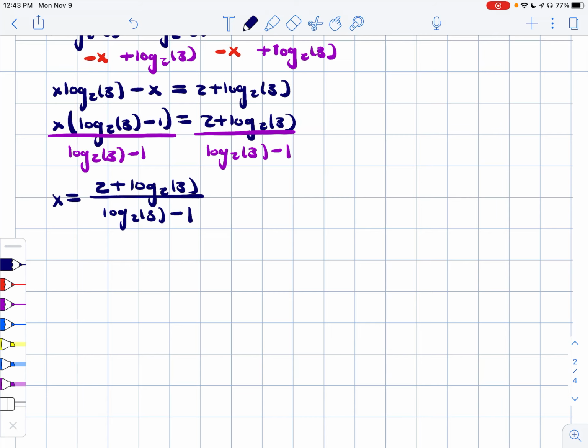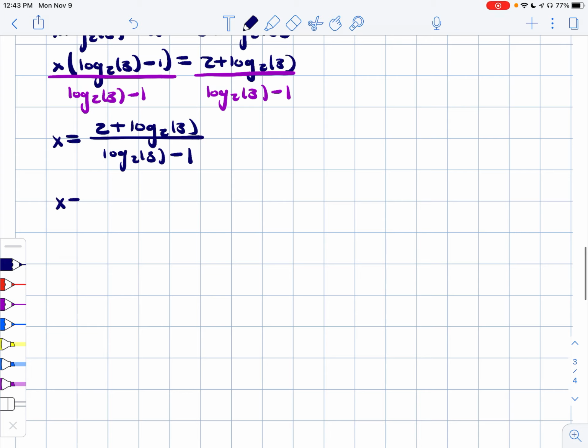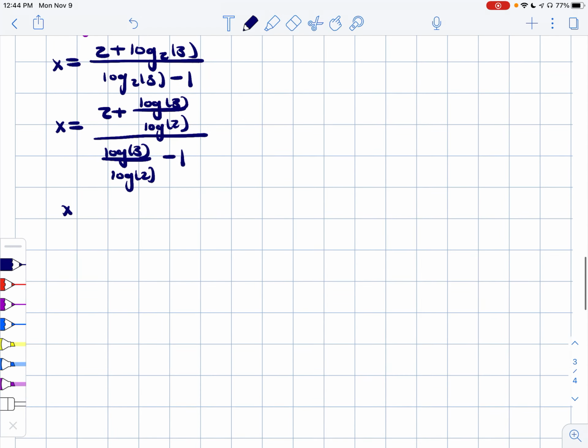And again, if we want to get a decimal approximation, we would use our change of base property. So this would be 2 plus, this would become the log of 3 over the log of 2. And then on the bottom, log of 3 over log of 2 minus 1. Definitely want to do this in steps or be very careful with your parentheses. But if you plug that in, you'll get approximately 6.129.